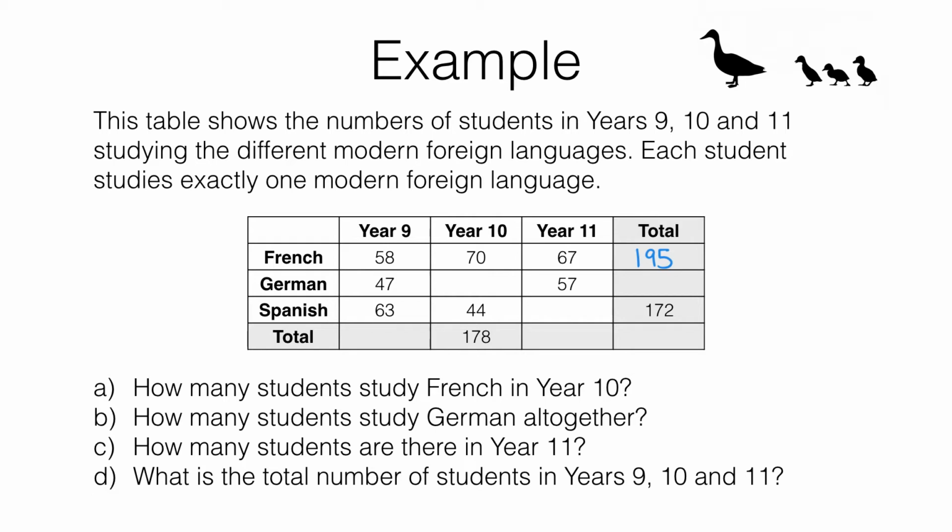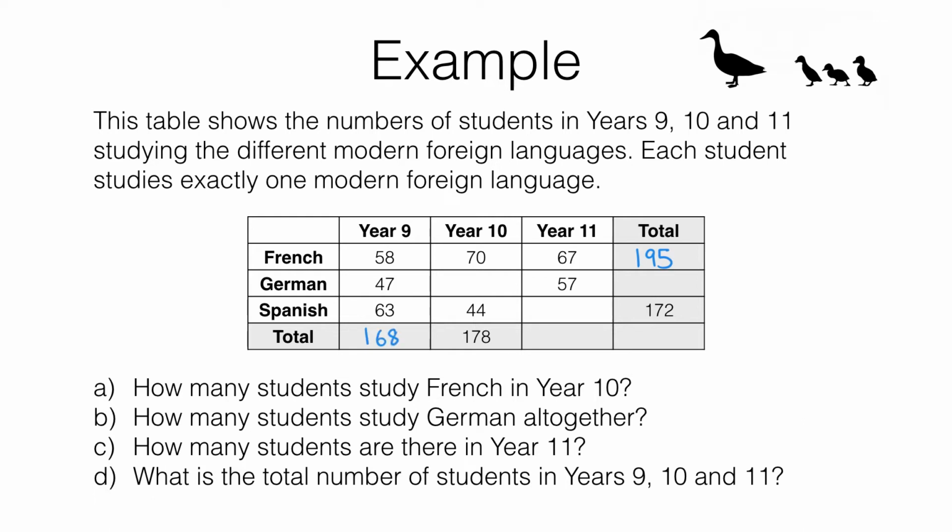Another easy one to work out is this total down here, the total number of students in year 9. So in year 9, you have 58 students studying French, 47 studying German, and 63 studying Spanish. And remember, each student only studies one language, so we're not having any students that study two at the same time. So these are all different students. That means in total, we have 58 plus 47 plus 63. That gives you a total of 168 year 9 students.